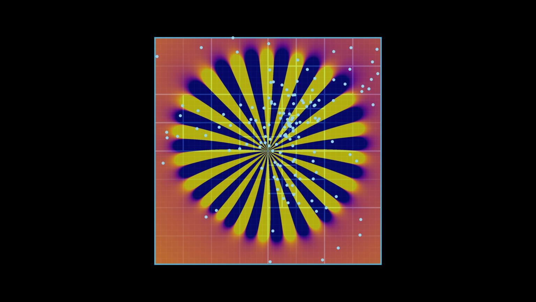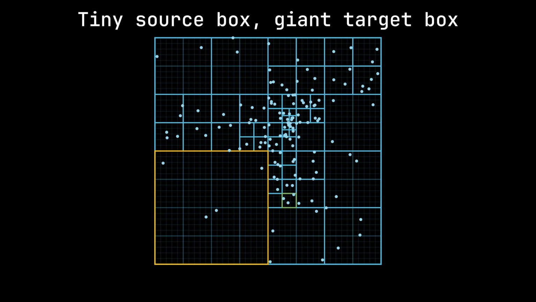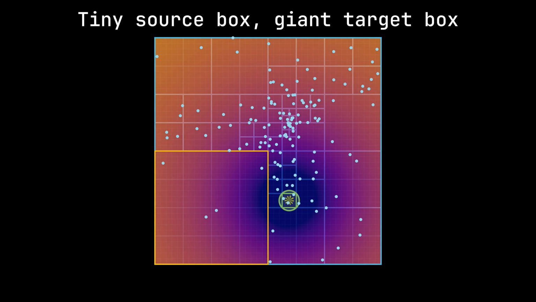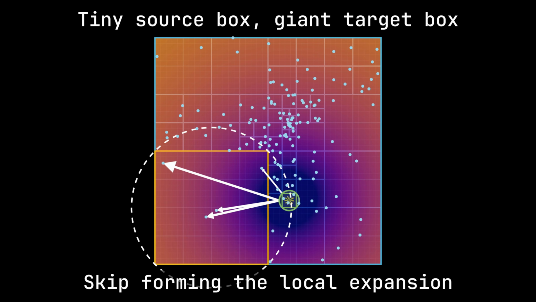The downwards pass is where we need to consider things more carefully, since it's impossible to go down layer by layer anymore. There are 2 specific problems that can happen, which are to do with the mismatch in box sizes. One possibility is that we could have a tiny source box next to a giant target box. If this happens, it might be impossible to create a local expansion for the box if the region where it converges overlaps with the region where our local expansion needs to converge.